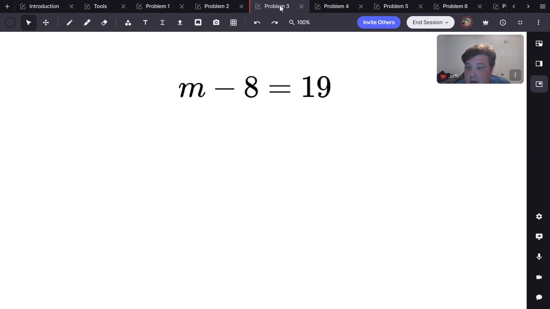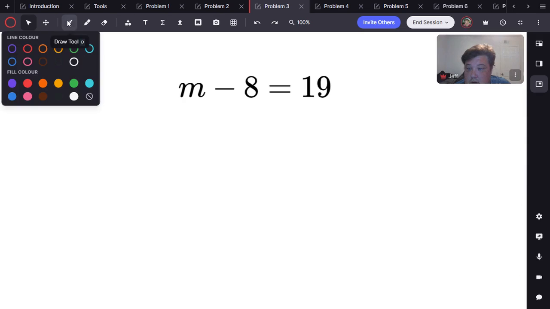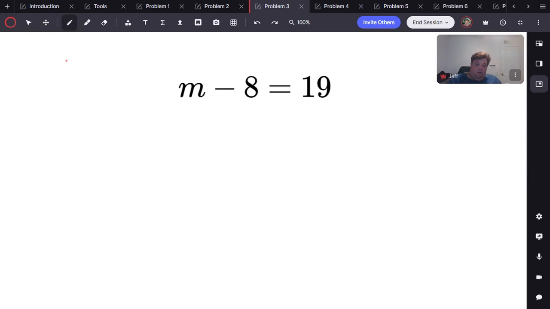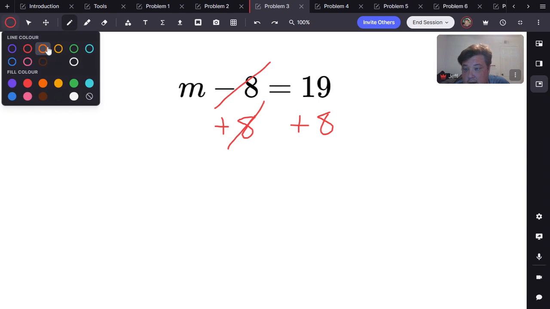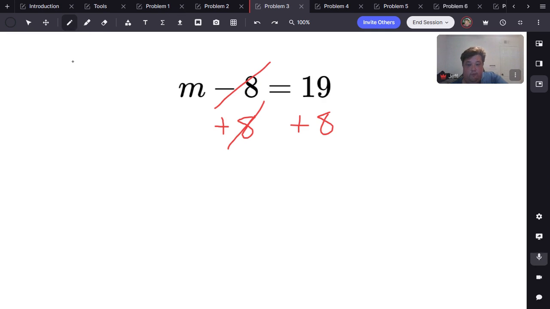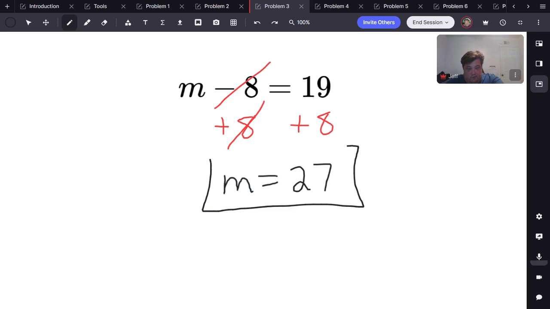All right, very nice. So now we've got m minus 8. So because it's subtracting 8, we have to cancel it out. In order to cancel out subtraction, we have to add. So we're going to go over here, and we're going to add 8 to both sides. All right, both sides of the equal sign. And now m is going to be all by itself. And now we just do the simple 19 plus 8. That's going to turn out to be 27. And that is it. That is our final answer.